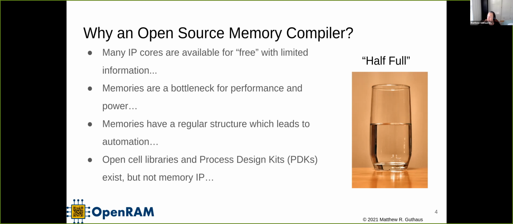Technically, memories have a very regular structure. If you ask a software designer why a memory compiler is hard, they say it's just a nested for loop, right? You make the rows and columns and you're done. Well, it is true, but then there's the control logic and all the peripheral circuitry, which is actually very complex. And then, open cell libraries and PDKs are available, but not memory IP. So those are the benefits of why we actually want to have memory compilers.